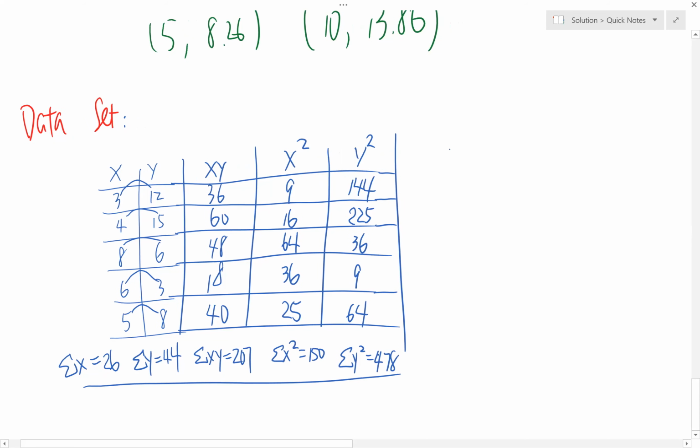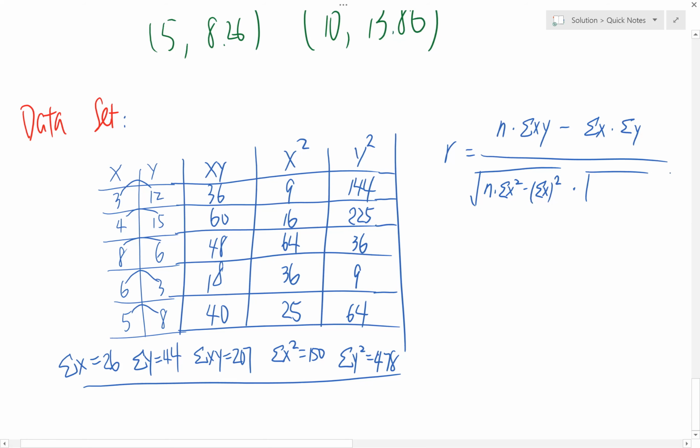Let's calculate R. One more time, let's copy the formula: n times summation of xy minus summation of x times summation of y. We take that numerator and divide by two square roots. The first one is n times summation x squared minus summation x, parentheses squared, times the second square root: sample size times summation of y squared minus summation of y, squared.